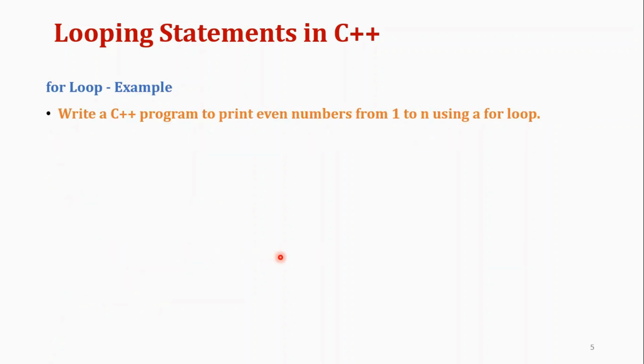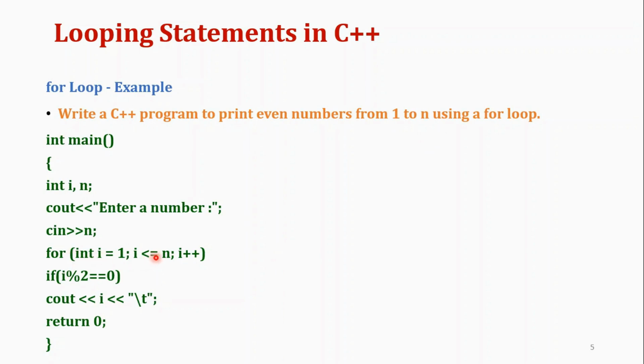The initialization of i is 1, and the condition is as long as i is less than or equal to n. So i will keep incrementing, will be checked against this condition, and will be printed. This is the simple program to print even numbers. This is the condition to check the even number, and if the condition is satisfied, the cout will be executed. If the condition fails, this cout will not be executed and i will be incremented once.